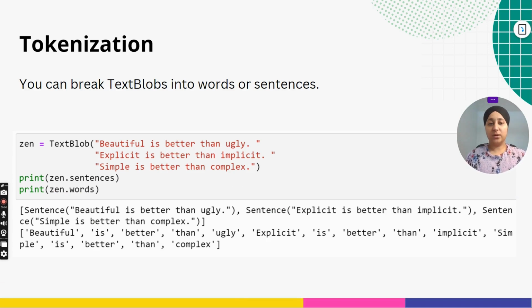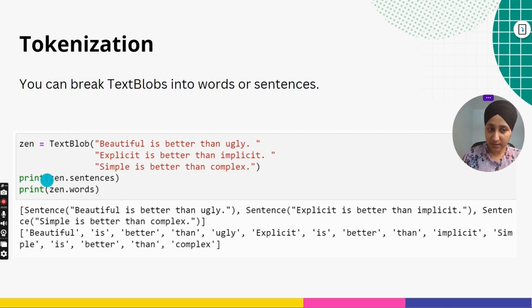Right. So now tokenization. Tokenization is you can break text blobs into words or sentences. Word tokens are there, sentence tokens are there. So how we can use it: Zen is a variable in which I have 3 sentences. Beautiful is better than ugly, explicit is better than implicit, simple is better than complex. So these sentences are there. So I have passed it as an argument to TextBlob.